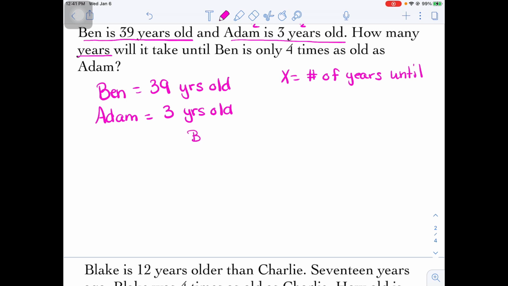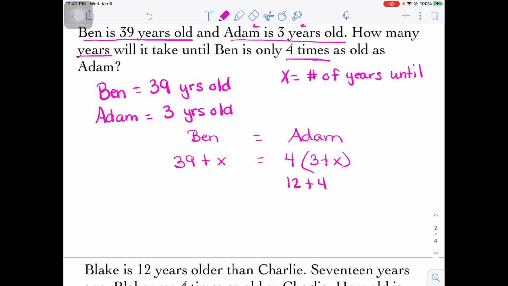So we're comparing again Ben compared to Adam. Now, we already know that Ben is 39, but we're going to add some years because we want to know how many years it's going to be until they're in this 4 times situation. And we know it's going to be Adam, 3 plus some years, because he has to age at the same time the years are happening. But we want this to be 4 times as old. So now there's our equation. Let's go ahead and solve.